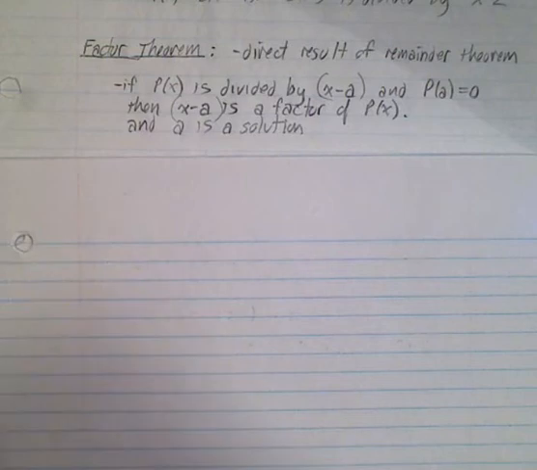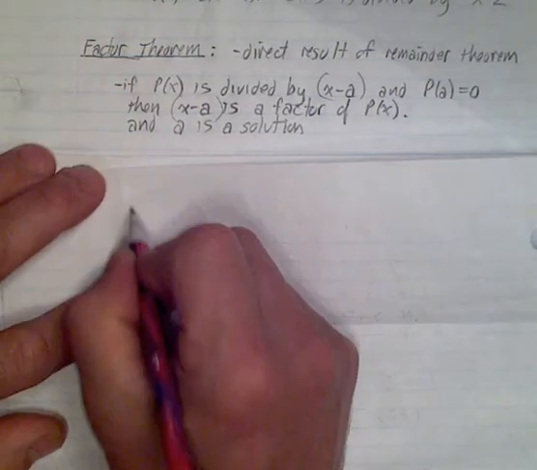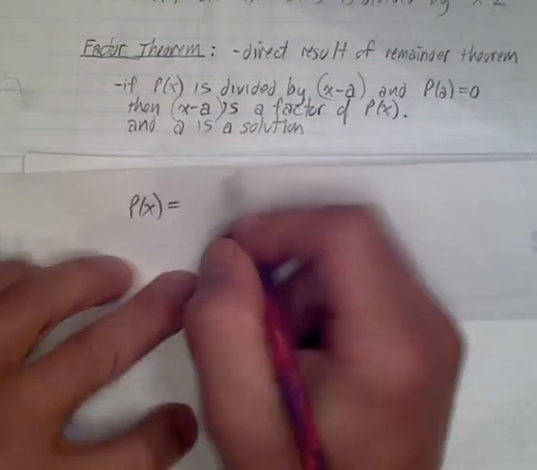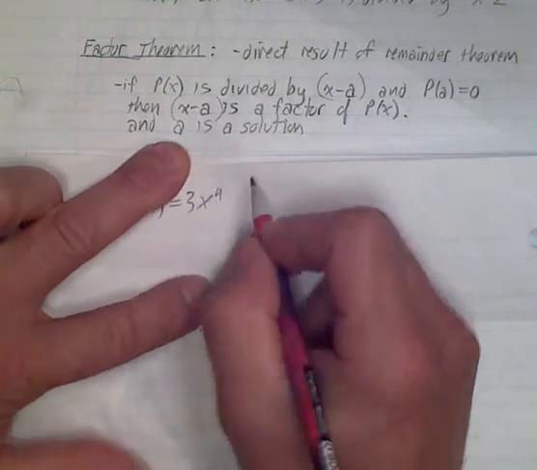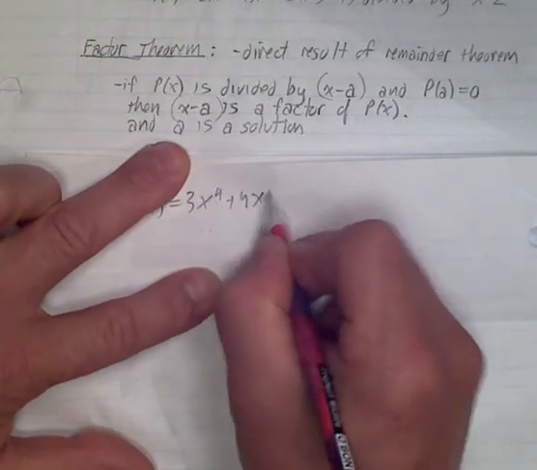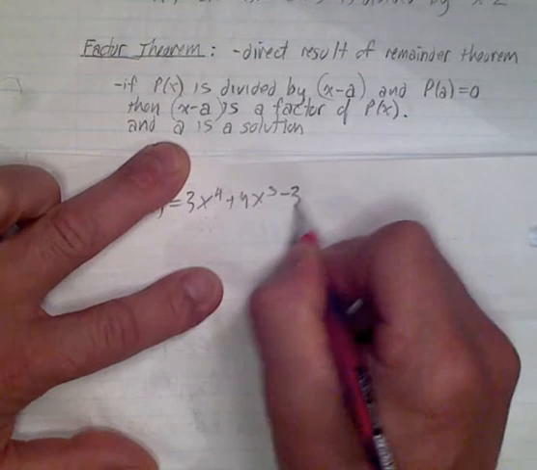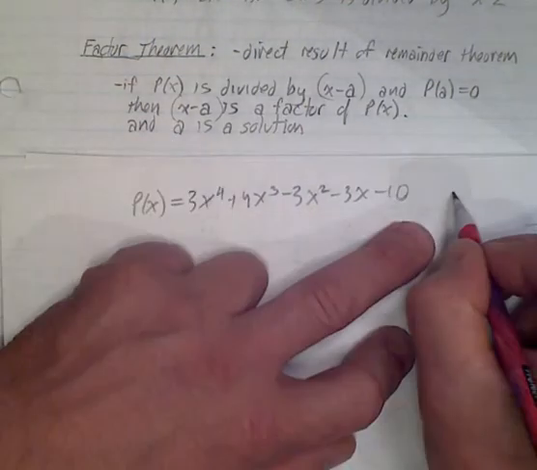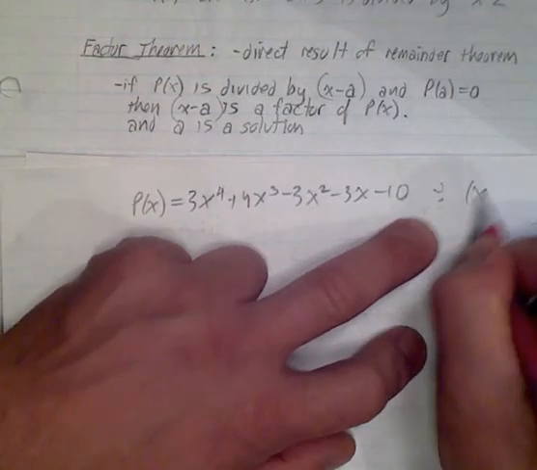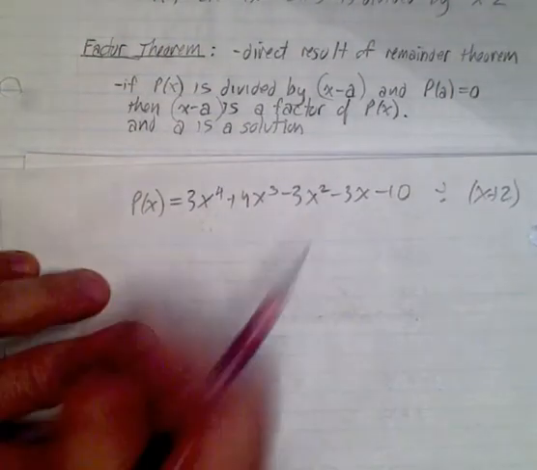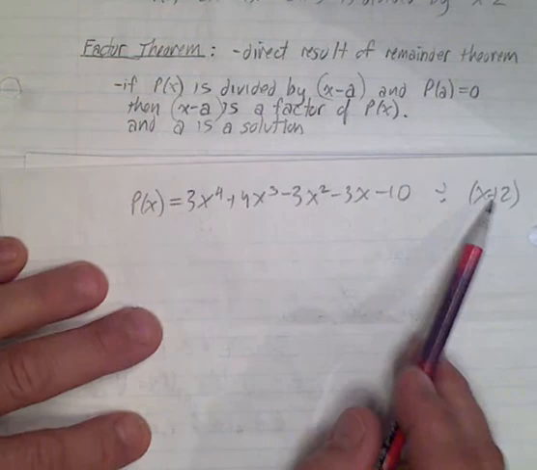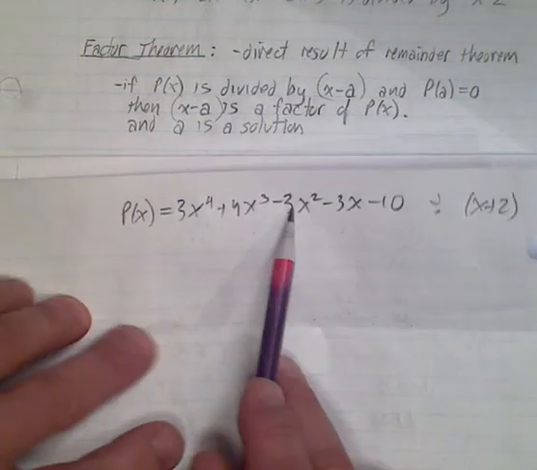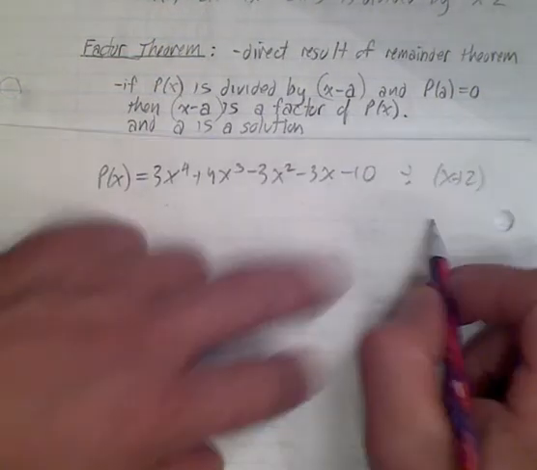I'll get organized. Okay, so I have a polynomial in x, and that's equal to 3x to the power of 4 plus 4x cubed minus 3x squared minus 3x minus 10. And I'm going to divide that by x plus 2. Now I'm asking you, is this a factor of that polynomial? Well, let's check it out.